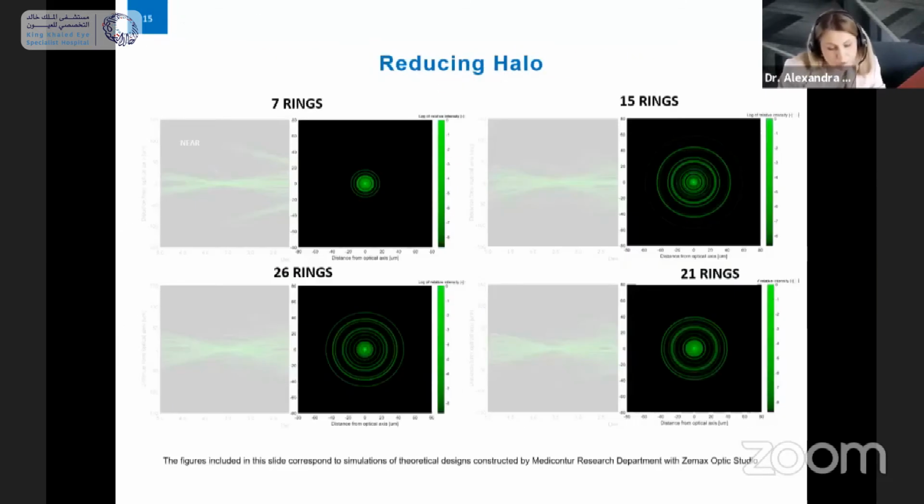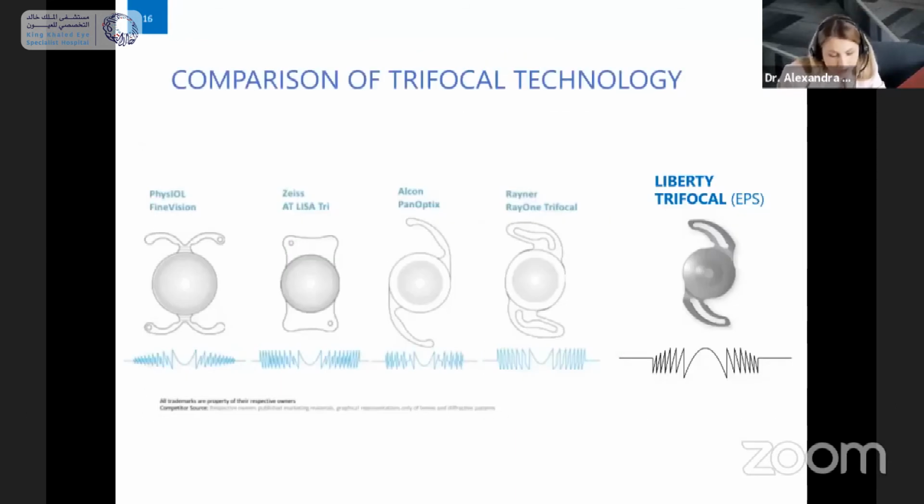And then when you look at different lenses, a lens with 7 rings, a lens with 15 rings, 26 or 21 rings, you see that the lens which has the lowest amount of diffractive rings has a prediction to have fewer halos than other technologies. They have more rings. So again, now we know a little bit about these small steps. It is actually the way to just play with the light.